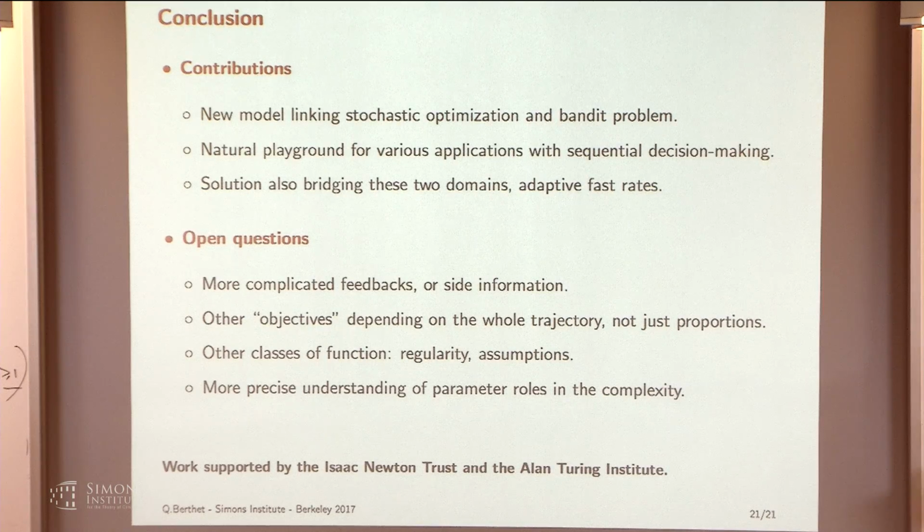Okay, and so to conclude, this is a new model that links stochastic optimization and bandit problems, generalizing multi-arm bandit. I think that it's a natural playground for a lot of applications and to consider other types of problems, such as online experiment design. And also what I liked was the solution was bridging these two domains, that we're using ideas from the two domains, and the proof also was just using ideas from these two domains, and that we get adaptive fast rates. So there's ways to design algorithms that would work well in a lot of these other conditions, but this works well for everything without knowing essentially anything about the function.